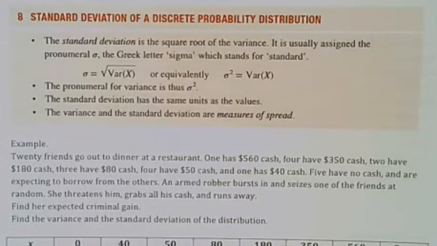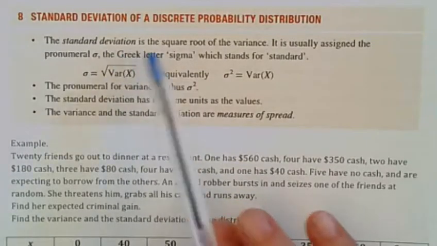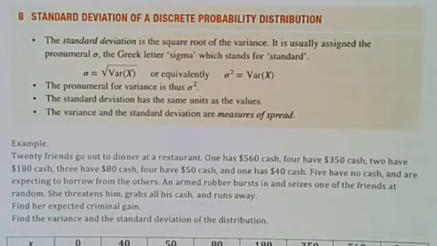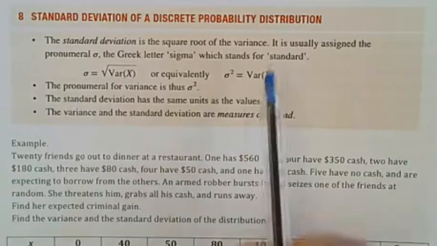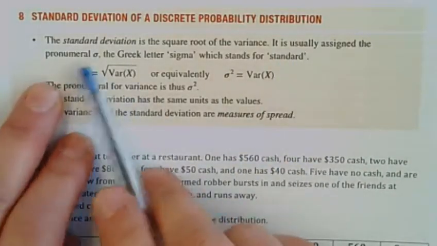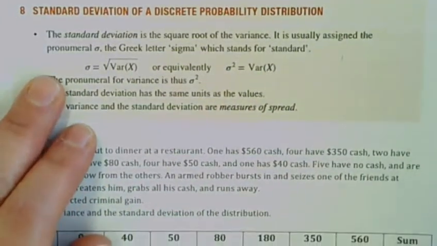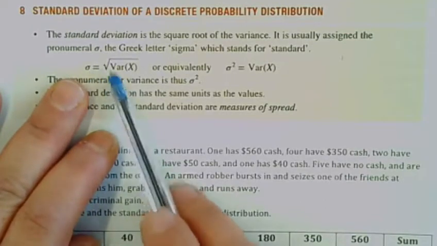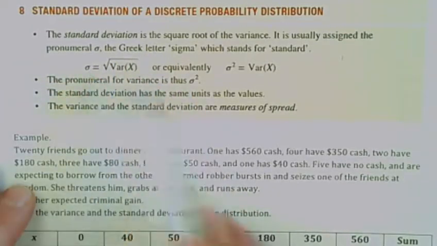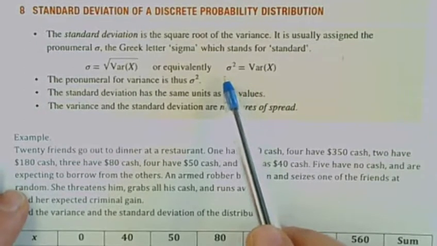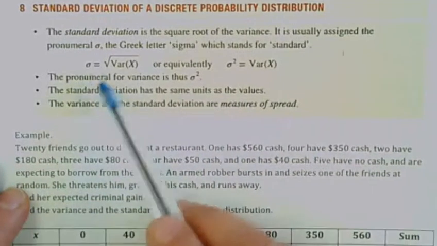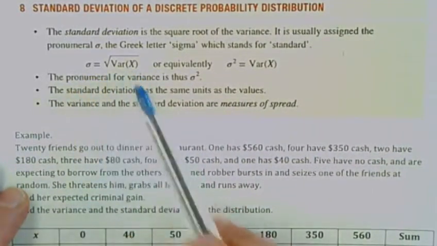Standard deviation and variance are linked. You've always seen standard deviation in stage 5. So standard deviation is the square root of the variance. Makes sense, because the variance is the squared. You know, to work out variance, we have to square everything. So standard deviation is the square root of the variance. It's usually assigned this pronumeral, sigma, just like that, which stands for standard. So the standard deviation is the square root of the variance. Or we could say that the standard deviation squared equals the variance. Because if you square both sides, standard deviation squared equals the variance.